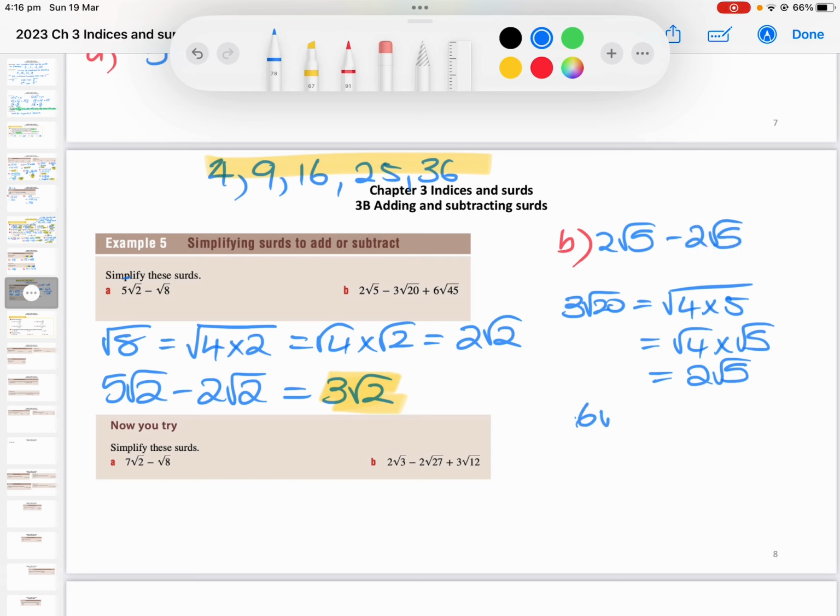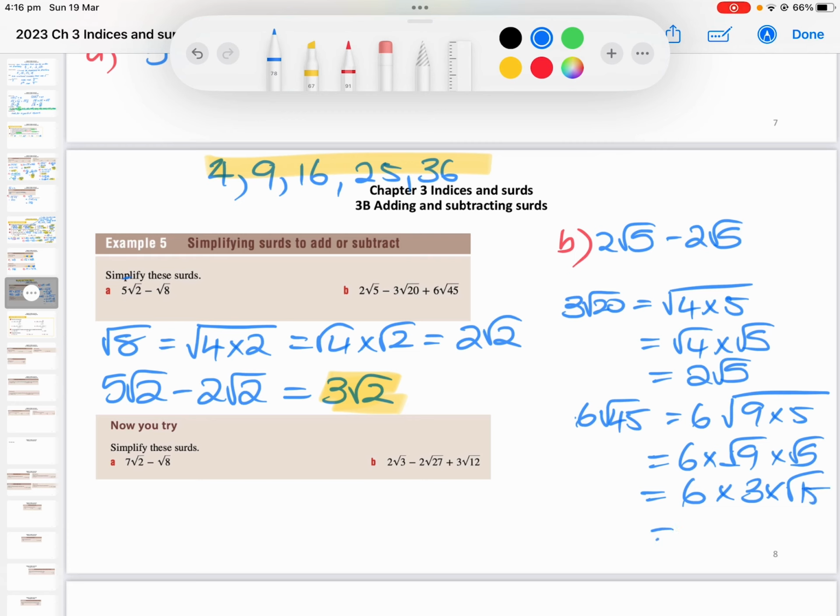And then for 6 root 45, I'm going to go 6. And what goes into 45? 9 and 5. So that's 6 times root 9 times root 5, which is 6 times 3 times root 5, which is 18 root 5.